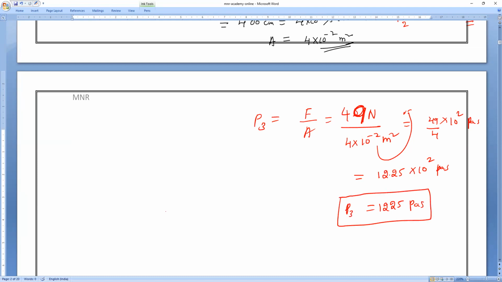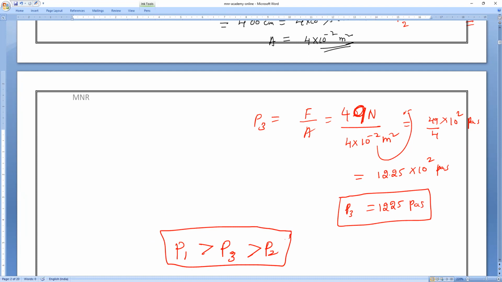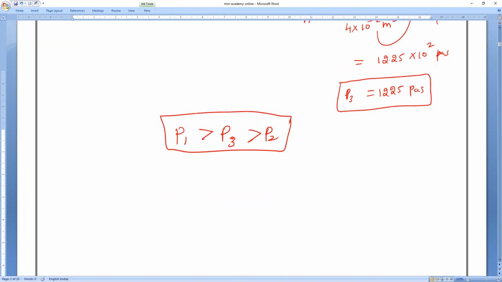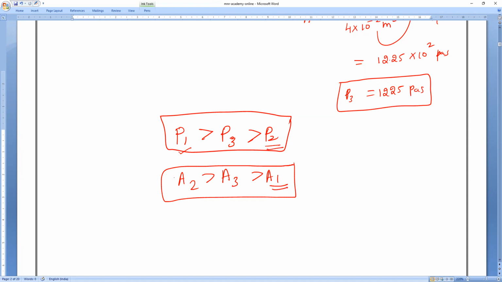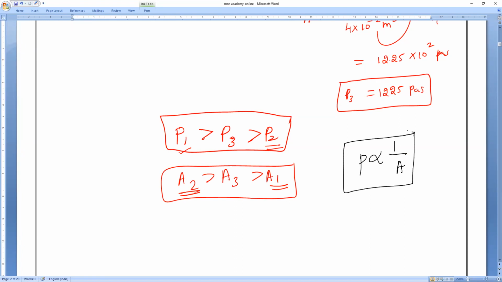So which is greater, everybody? P1 is greater, next P3 is greater than P2. Will you all agree with me? But area is what? A2 is greater than A3, which is greater than A1. Am I right, everyone? So see that, everybody: maximum pressure, minimum area; minimum pressure, maximum area. That is what we will say. Pressure is inversely proportional to area of contact.